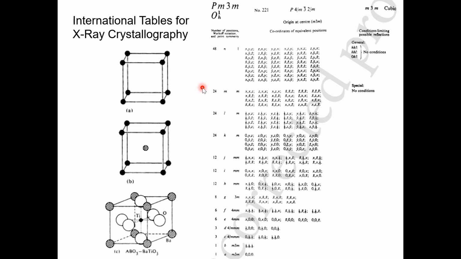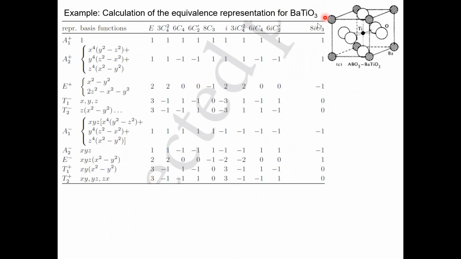All right, so let's do an example. Another important concept, as we've seen already, is the equivalence representation. We've seen equivalence representation for molecules, so it's exactly the same thing for crystals. To find the characters, we just have to look at how many atoms remain invariant under the different symmetry operations of the group. But you need to be careful about translation symmetry.